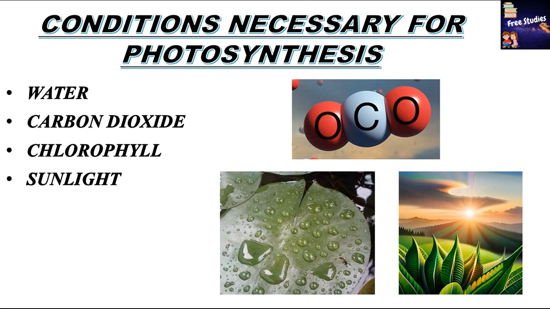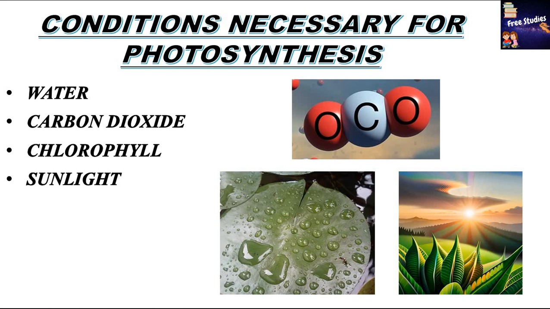There are 4 conditions which are necessary for photosynthesis, and they are water, carbon dioxide, chlorophyll and sunlight. You can also learn these 4 conditions by viewing the chemical equation of photosynthesis. All the elements which are before the arrow, above the arrow and below the arrow are the conditions which are necessary for photosynthesis. You can also check that.